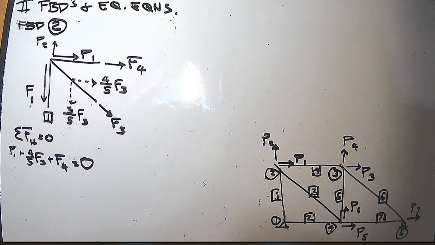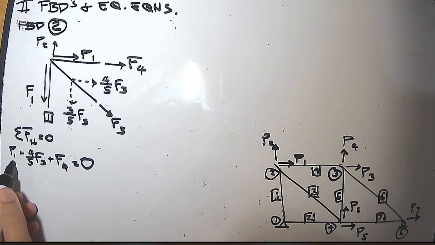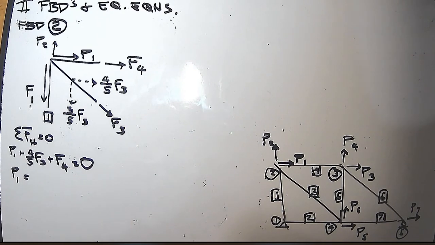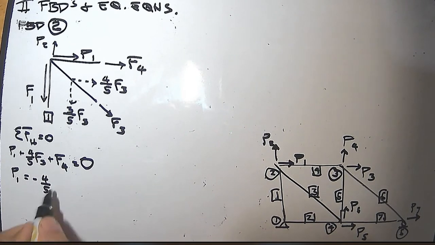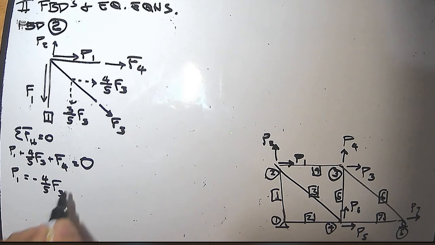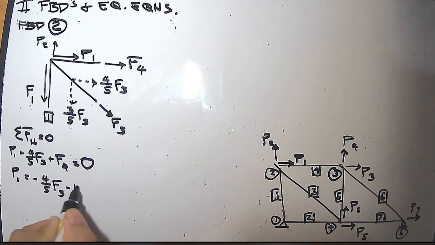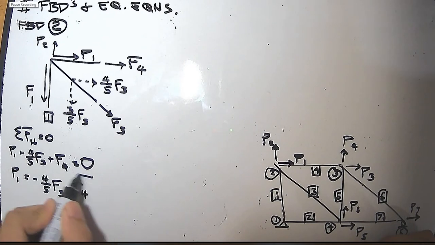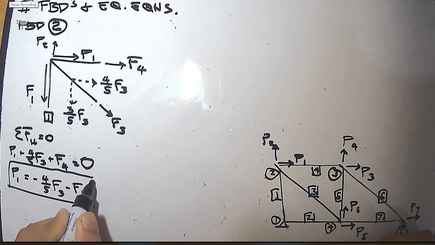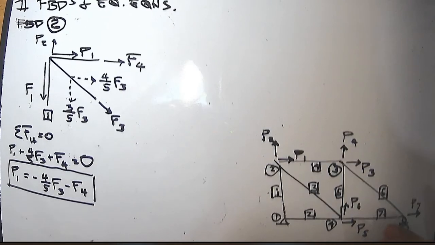Okay? Next is, i-isolate natin yung P. Okay? So, P1 is equal to, ilalabas na natin yung mga other forces. So, this becomes now negative 4/5 F3 minus F4. So, ito ang kailangan natin, no?